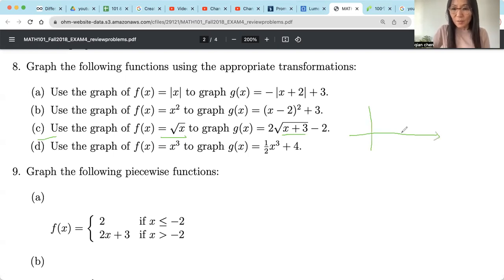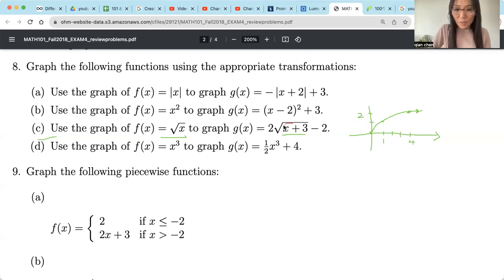We use 3 points, right? We use (0, 0), (1, 1), and (4, 2). So that's it, 2, 3, 4. So this is a 4. This is a 1. (4, 2). Let's see, this is a 2. So we use these 3 points to graph square root of x. Change the color to be red.